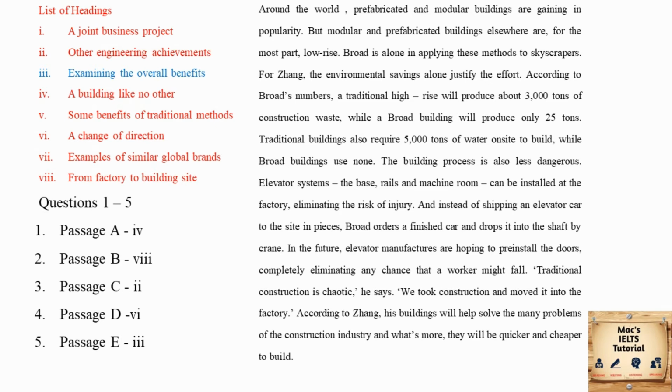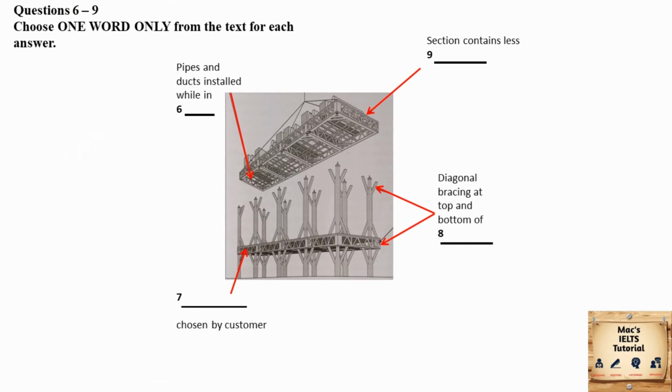Next, we shall move on to the diagram labeling questions. For this, we shall examine the next set of questions based on the same reading passage. When I look at the picture, the first thing that strikes my mind is the picture depicts the steps of construction of the building. Now, since we have just completed matching the heading questions, I'll have a look at those questions to find out which passage gives us information about the process.